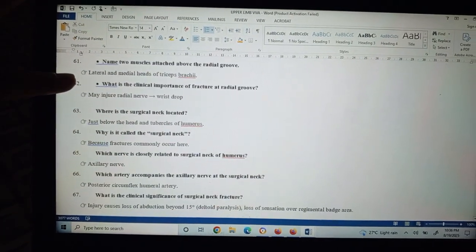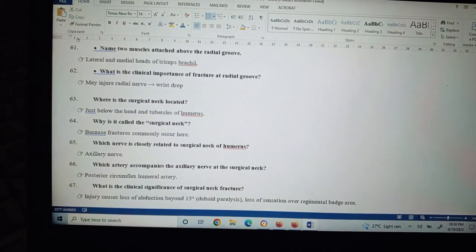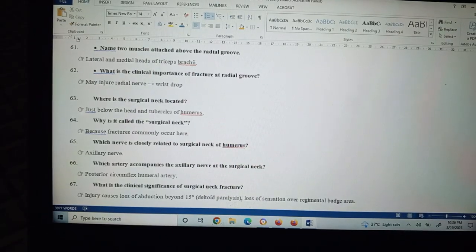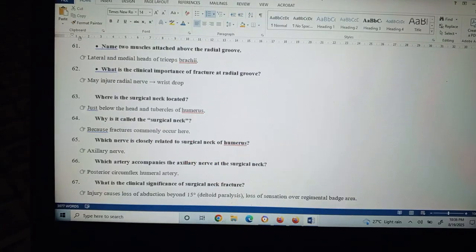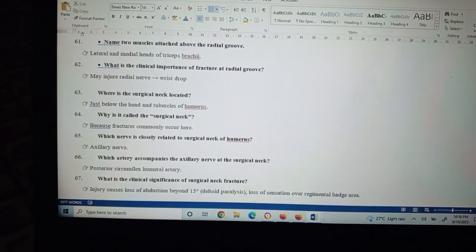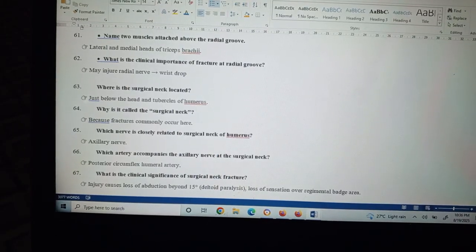Name the two muscles attached above the radial groove. Above the radial groove, the lateral and medial heads of the triceps brachii are attached. This is a very common question that can be asked to you in your OSPE or viva as well.